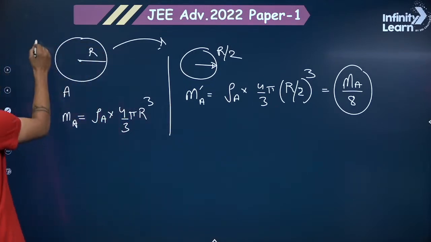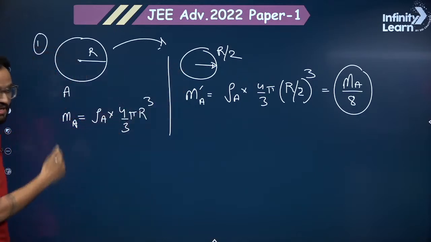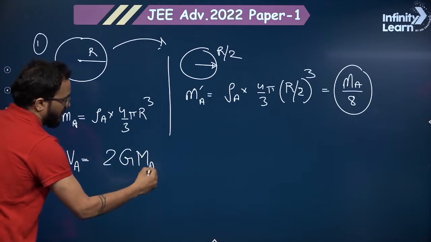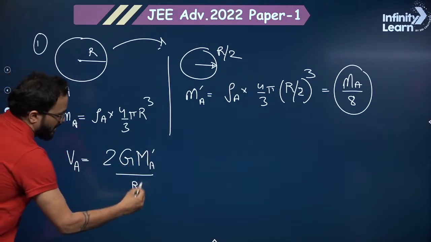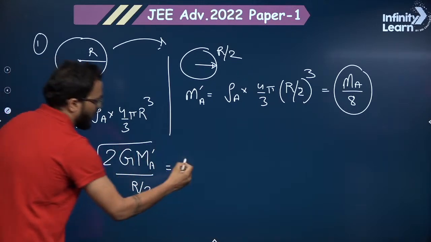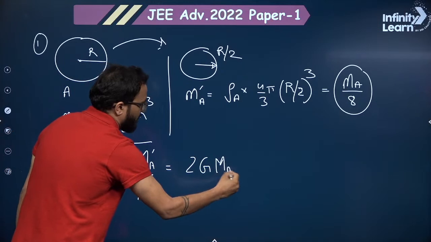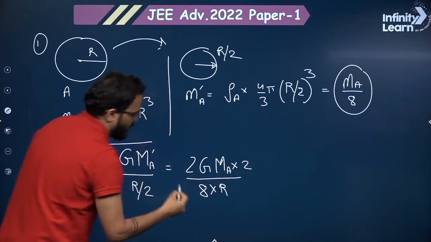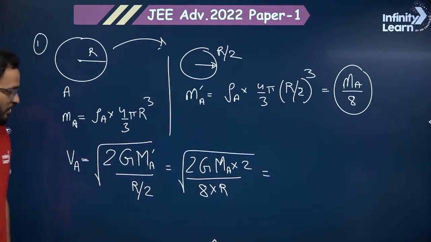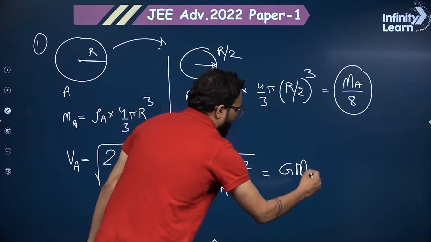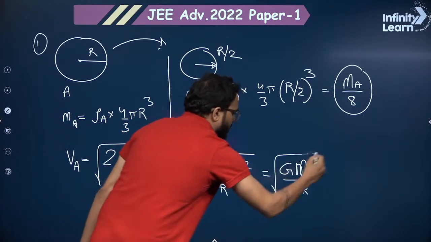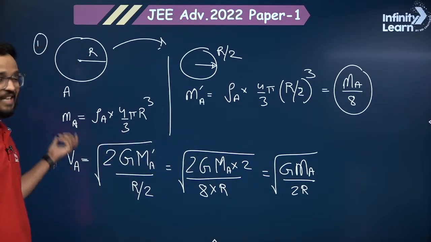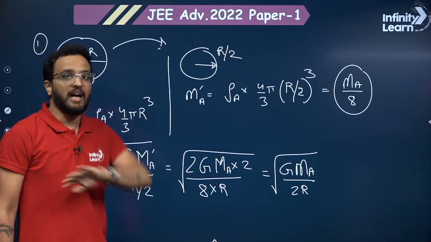Now, this is point number 1. So, what is the remaining mass here? Ma by 8. So, we will say Va will be how much? Root over 2 G Ma dash by radius, which will be R by 2. So, do it. It will be what? Root of 2 G Ma upon 8 into R by 2. What will this be? So, this will be root of G Ma by 2R, G Ma upon 2R. I hope this much is clear, everyone. It's clear to everyone, right? So, this is the escape velocity on the sphere A after the removal of some of the mass.